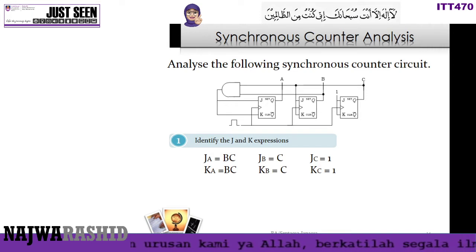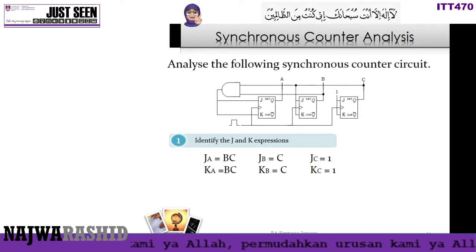So how to identify? Look at this J and K. This one is for JA and KA. JA and KA come from the same source. This source is an AND gate, and the AND gate comes from B and C. So B and C go through the AND gate and become the input for JA and KA. So that means JA and KA equal B times C, or BC.